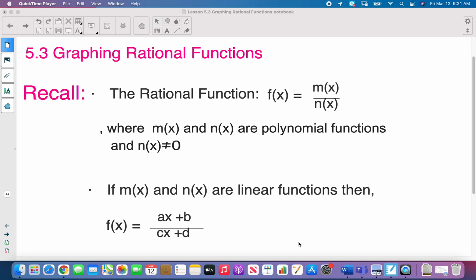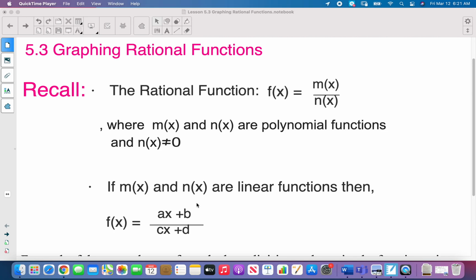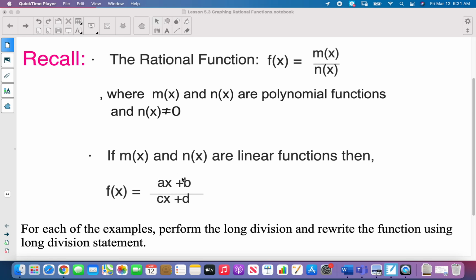5.3, we're going to look at graphing rational functions. So we looked at a rational function f of x as being m of x divided by n of x. And we had looked at functions where m of x and n of x are polynomial functions and the denominator is not equal to 0. But what if the numerator and denominator were linear functions of the form ax plus b divided by cx plus d? Those are the kind of functions we are going to graph in this lesson.